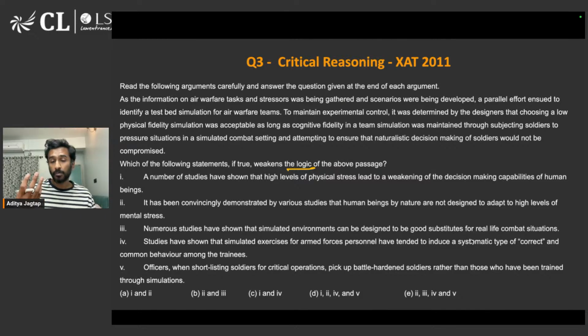The first step, the reading process: we have to reread sentences several times sometimes. The first sentence probably has to be read twice by most students. We realize that the author is talking about a way to create simulation for air warfare teams to maintain experimental control. So we're trying to create a simulation, a training exercise for air warfare teams. So the author then recommends a certain kind of training exercise to us.